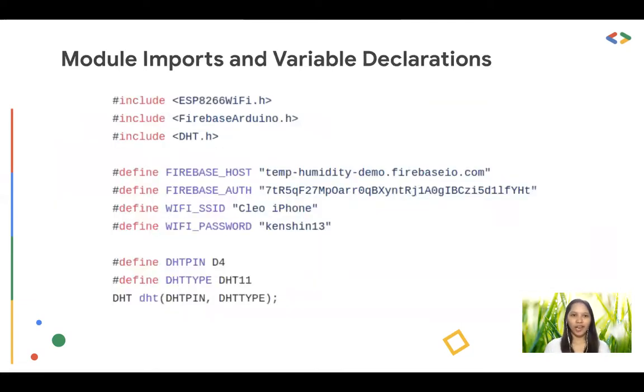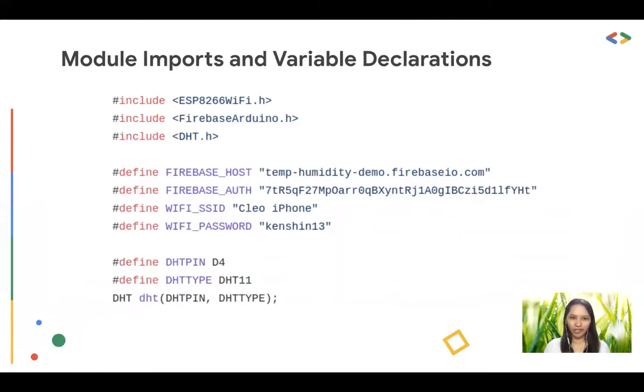So in here, we have our module imports and variable declarations. The first block has the libraries that we're using. Remember how you import libraries in C, stdio.h, conio.h, so we're also doing that here. First, we are importing ESP8266 Wi-Fi for our network connectivity, Firebase Arduino for calling the Firebase API from our development board, and DHT for our sensor.